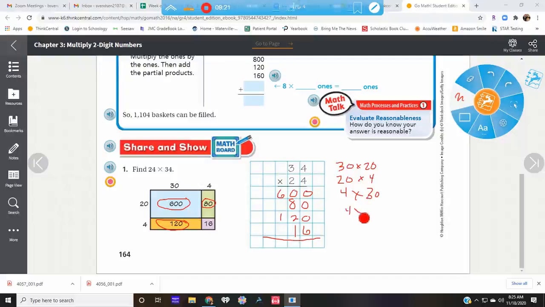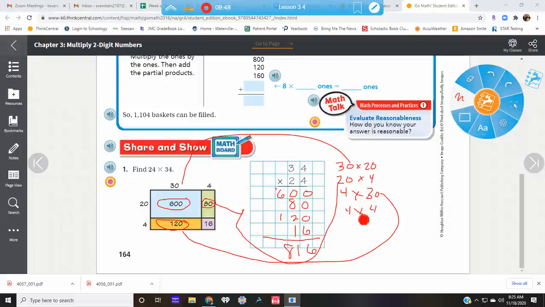4 times 4. Okay. So 0 plus 0 plus 0 plus 6 is 6. 8 plus 2 is 10 plus 1 is 11. 6 plus 1 is 7 plus 1 is 8. So 816. Again, in this order, we did this one right here. We did this one. This right here. This one is right here. And this one is right here. So we're just making those partial products a different way. If you have any questions, please let me know.